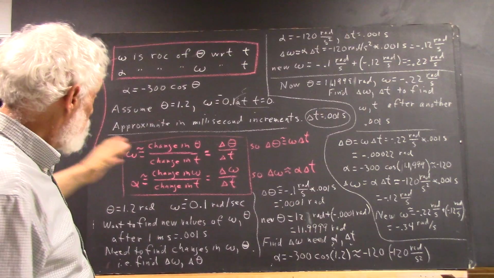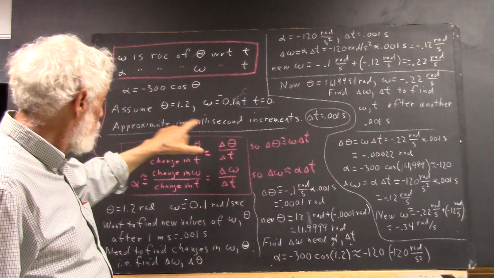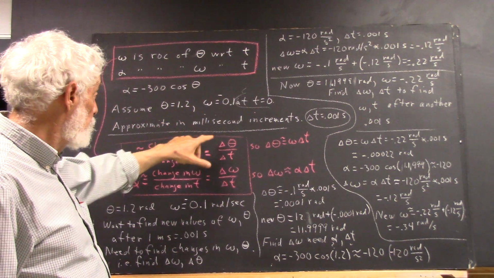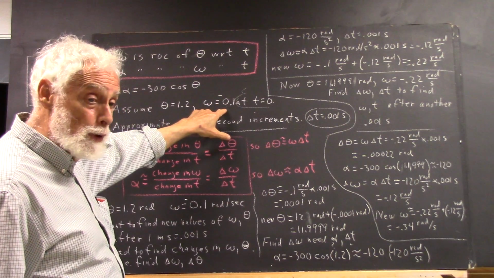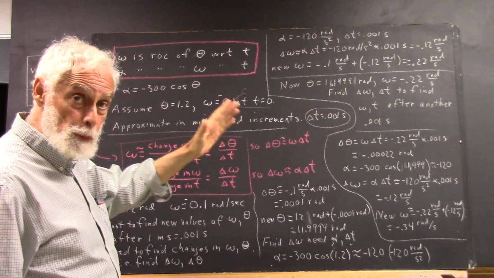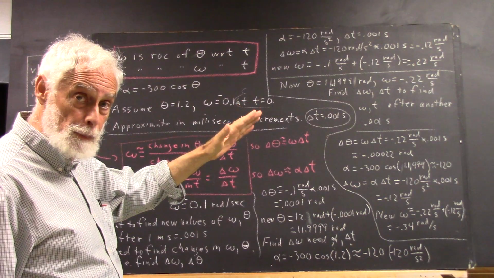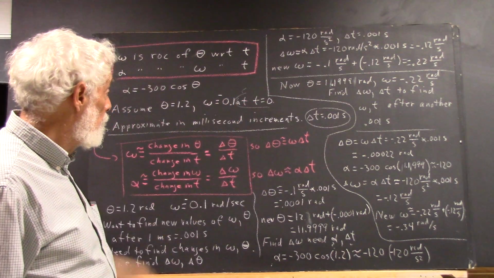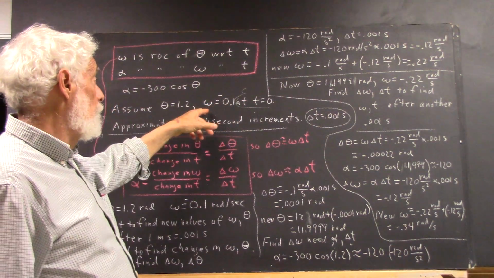Okay, we're going to assume that initially things are angled about like this, at theta equals 1.2 radians. Omega is negative 0.1, meaning negative 0.1 radian per second, just moving very slowly about like this, just barely moving at t equals 0. We could have started omega at 0.